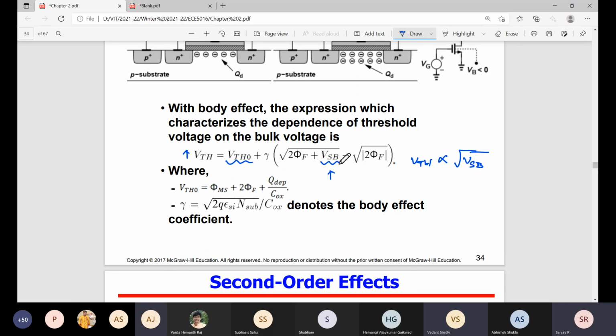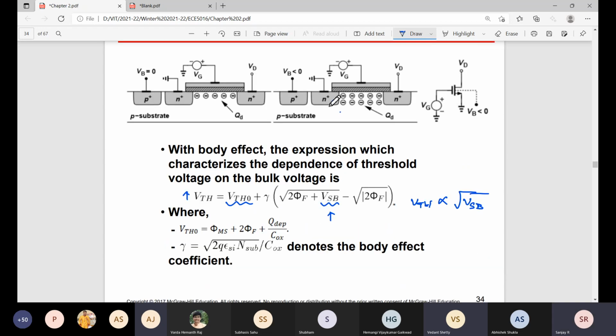VSB should always be greater than 0. If it is less than 0, the threshold voltage decreases and this junction becomes forward biased. Instead of current flowing only here, it will also flow here because of the PN junction. What is your objective? Current should flow from source to drain, not here. So always avoid it. Source to bulk should always be reverse biased. If it is forward biased, there will be some current leakage. Is it clear what I'm saying?